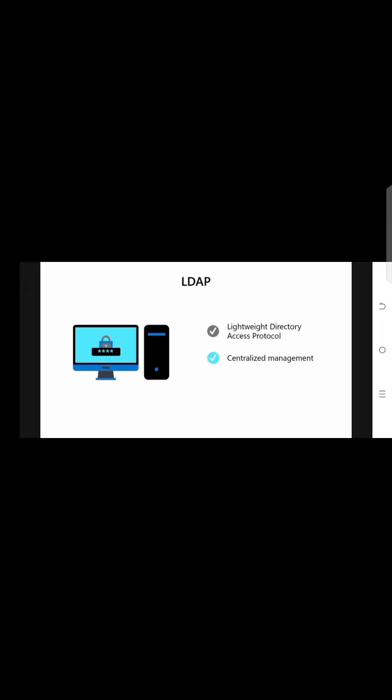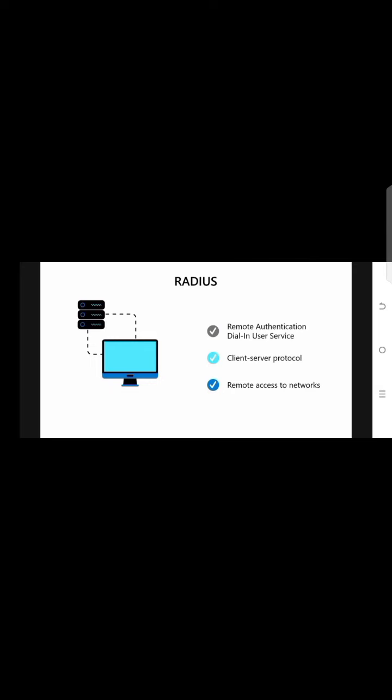LDAP is basically used for managing the authentication of the user. Then Radius is also used for the authentication of the user, but it is mostly used for remote access, when you are getting a remote access from the network.